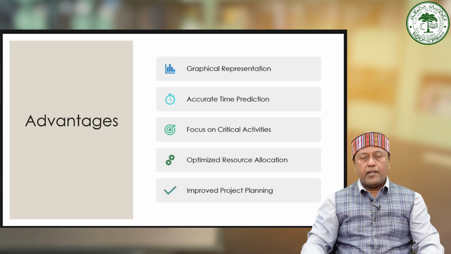Third, focus on the critical activities. CPM highlights critical activities that directly influence project completion time. By prioritizing resources and attention to these critical tasks, project managers can ensure timely project delivery.